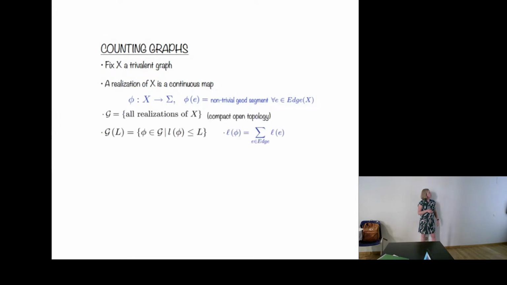And script G is going to be the set of all realizations, which I equip with a compact-open topology. The length of a realization is just going to be the length of the image, just add up the length of all the edges. And script G of L is going to be the set of all realizations of length bounded by L. So the components of this set of all realizations just correspond to homotopy classes of these realizations.